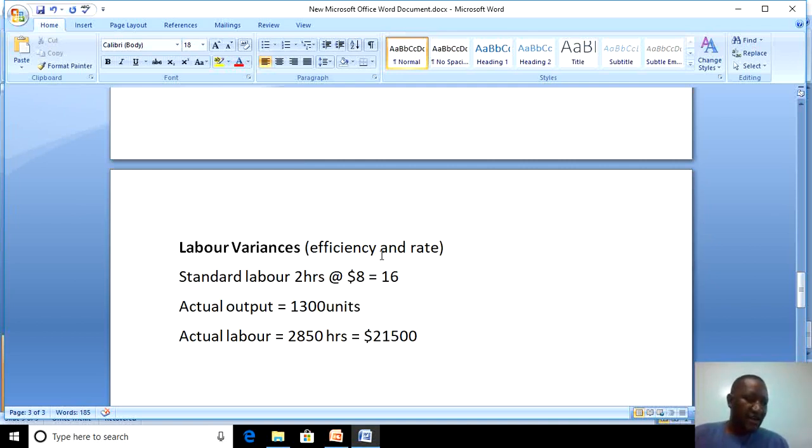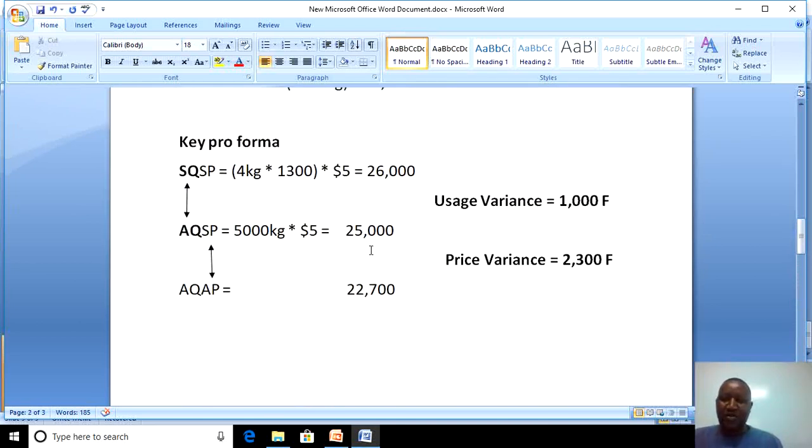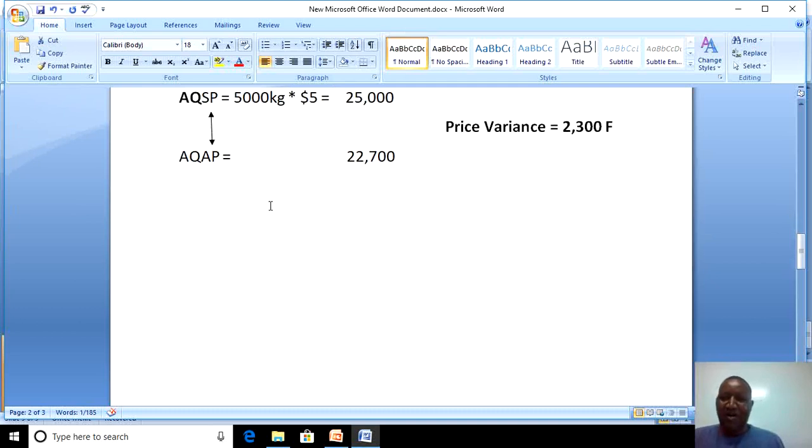And what am I looking at in terms of labor variances? I'm looking at efficiency and rate. So let's see the adjustment to our initial pro forma. In our initial pro forma, we had standard quantity multiplied by standard price. Now, in terms of labor, we don't measure labor in terms of quantities. We measure labor in terms of hours. So instead of standard quantity, we'll have standard hours. And in terms of labor charges, we don't call that price. We call it rate. So instead of standard price, we'll have the standard rate. I hope you've gotten that.